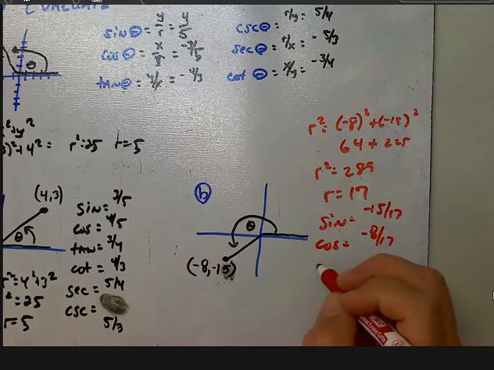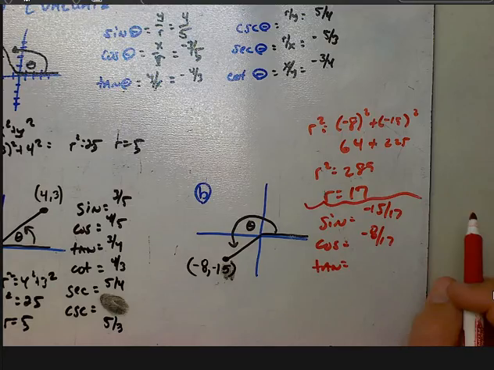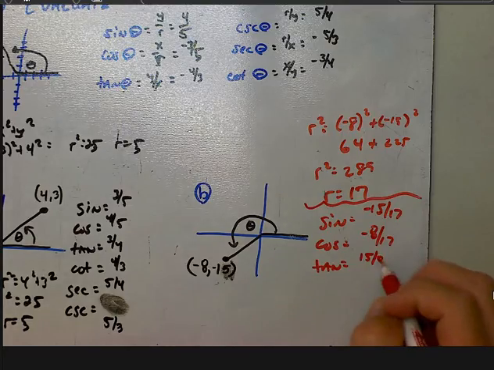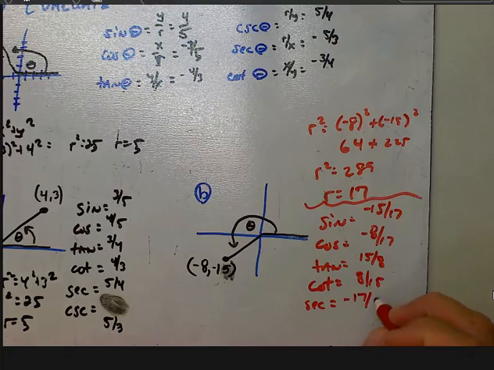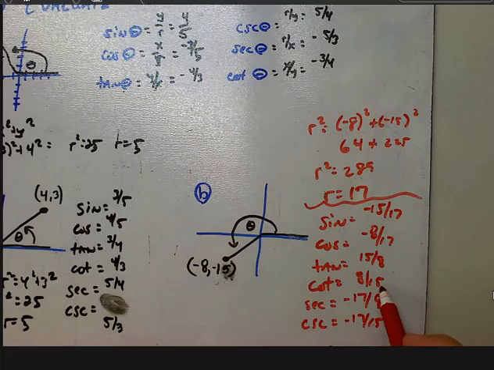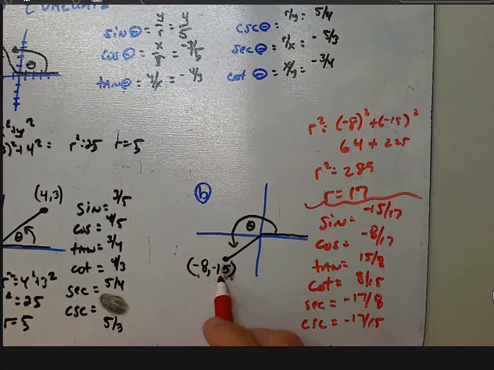The tangent is going to be 15 over 8. The cotangent is 8 over 15. The secant is going to be negative 17 over 8. And then the cosecant is going to be negative 17 over 15. Notice that tangent and cotangent are both positive because when I do y divided by x or x divided by y, negative divided by negative is positive. That's why those two are positive.